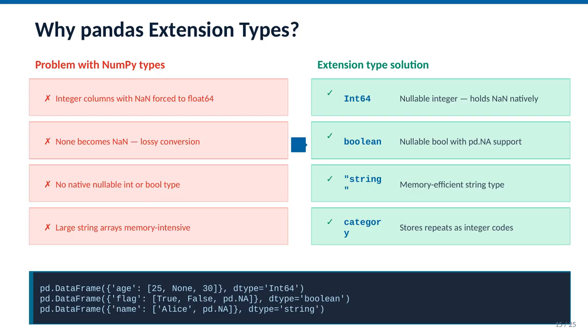Int64 keeps integers with missing values, boolean supports pd.NA, string is memory efficient, and category stores repeats as integer codes. Create them with dtype equals Int64, boolean, string, or category.